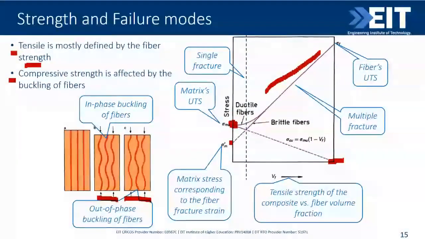Right. Now, if the fibers are brittle, which often it is, there will be a sharp change in this curve at this point of intersection. Well, there's always some ductility in the fibers, so this curve is quite smooth.